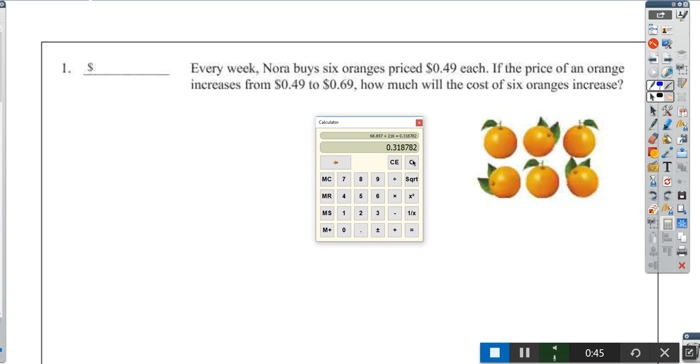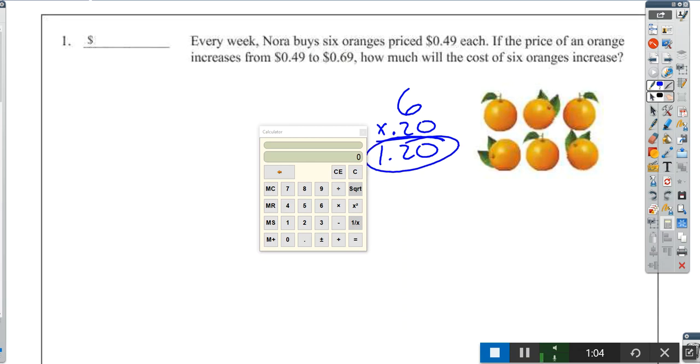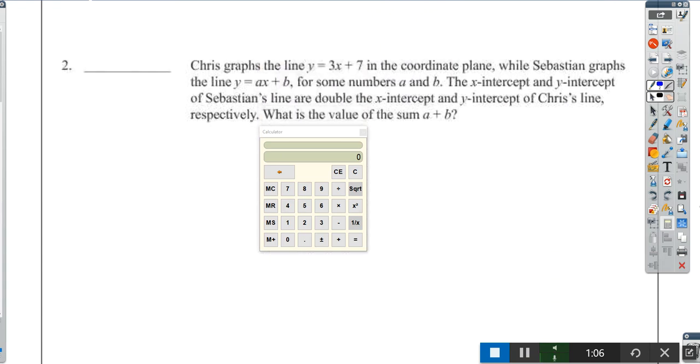So the easiest way to do it is we know that we have 6 oranges, and of the 6 oranges, we're going to have an increase of 20 cents. So 6 times 0.2, or 20 cents, is $1.20. So that's your answer. It's always nice when the first one is straightforward.